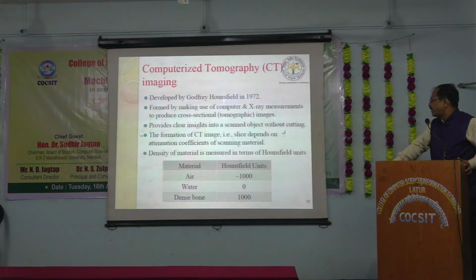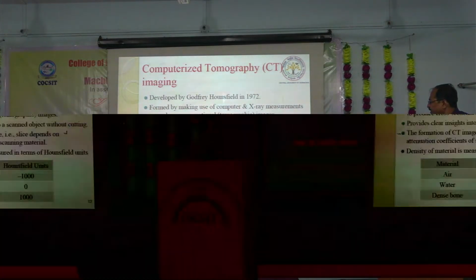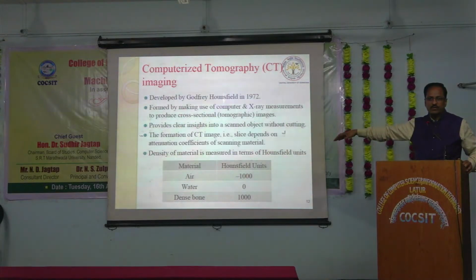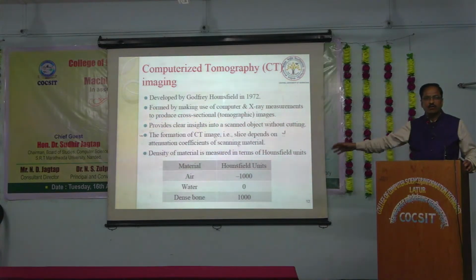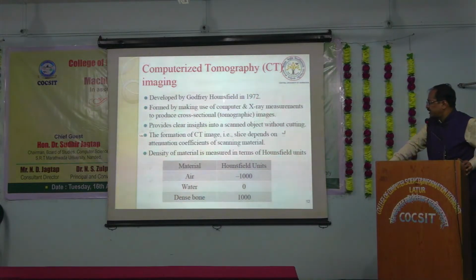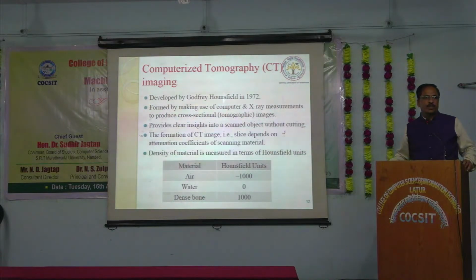The formation of a CT scan slice depends on the attenuation coefficient of the scanning material. There are some settings, but I will not go too deep, as it is not of concern to us. But we need to understand some points here. The density of the material is measured in terms of units, so it differentiates between bone, soft tissue, and blood. It will make a differentiation.